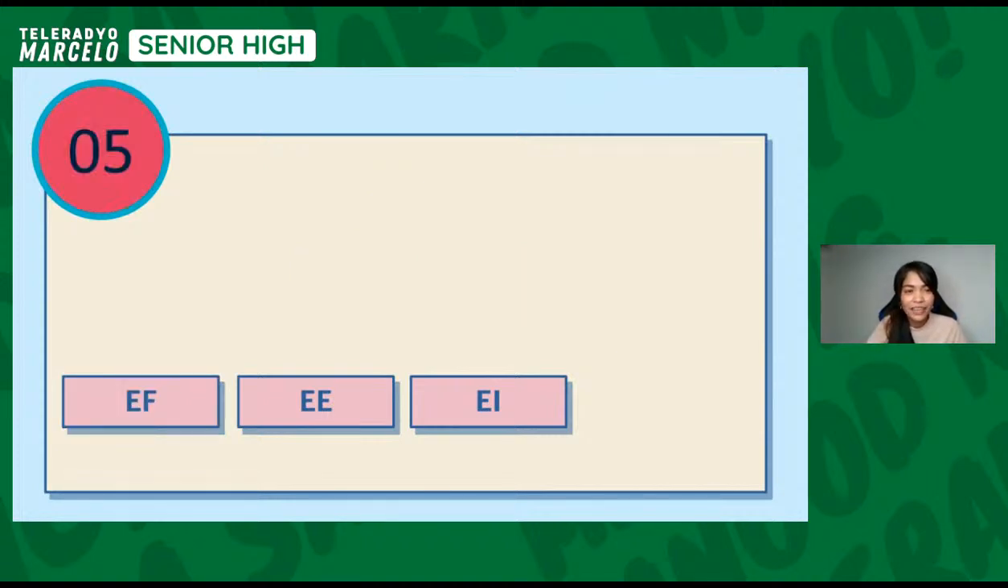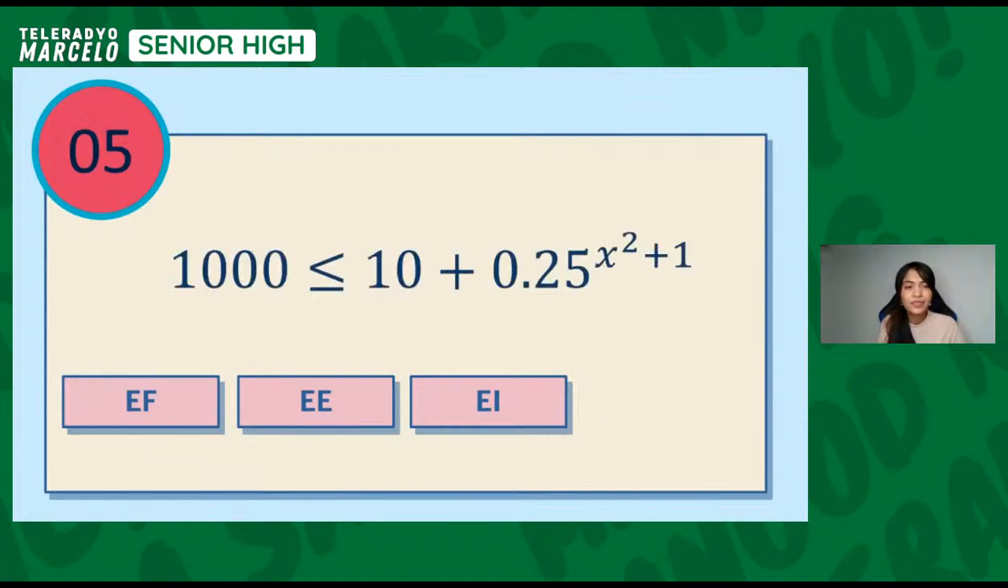And we have number 5. The given is 1,000 is less than or equal to 10 plus 0.25 raised to x squared plus 1. Is this EF, EE, or EI? Type in your answers. Okay, let's see if your answers are correct for number 5. Number 5 is EI. Okay, this one is an exponential inequality since it contains exponential expressions and it is an inequality.